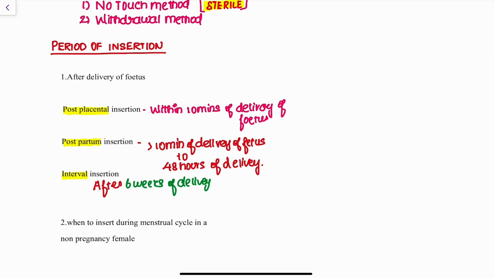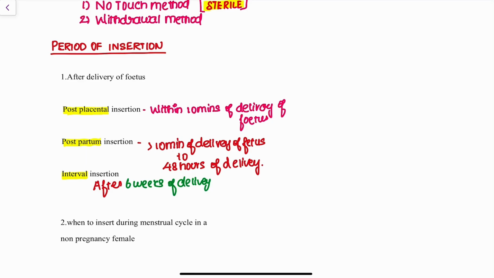Is that clear? Along with that, you also have the advantage of ease of insertion of this device during menstruation, and the second most important fact is that pregnancy can be ruled out in a female who is menstruating. Right? So this is the period of insertion with respect to intrauterine devices. So we have discussed everything in detail about IUD.